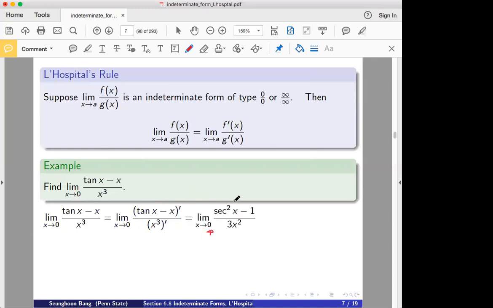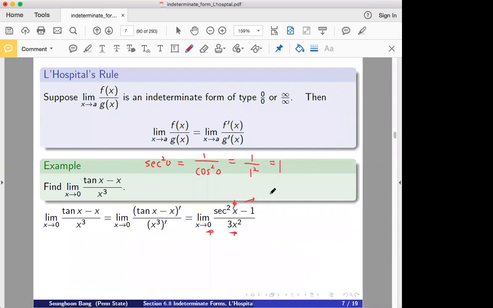You plug 0 into the top one and the bottom one again. Secant squared of 0, I can change by the identity, is 1 over cosine squared of 0. What's cosine of 0? It is 1. Cosine 0 is 1. Yes, this is 1.